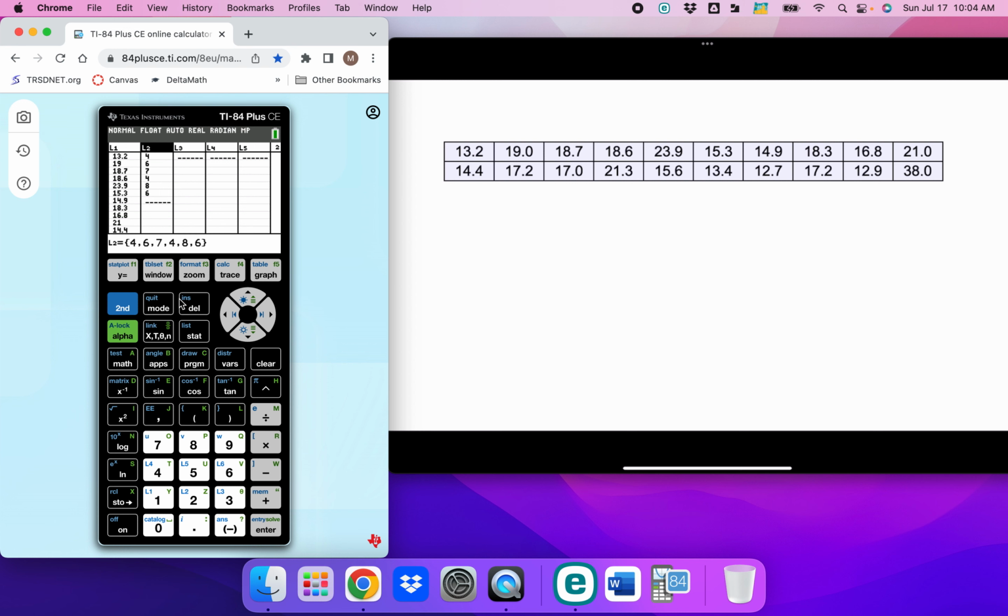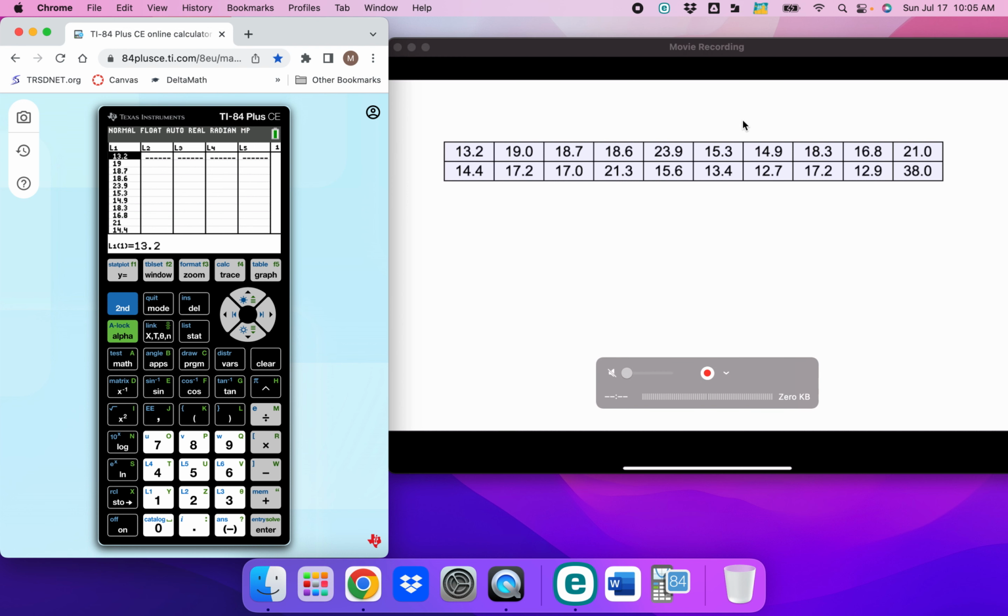To clear out this list, I'm going to hit clear, enter, and it clears out the list. Do not hit delete. If you hit delete, you're going to lose this column altogether. So just click clear, enter, and it clears it out. I'm going to do it one more time, and I hit some random numbers in here. Just put some random stuff in here, and I'm going to do it one more time. I'm going to arrow up till L2 is highlighted and hit clear, enter, and everything is clear. So in L1 is all of this data right here.